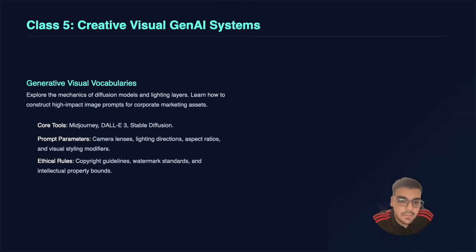We will study the parameters that dictate image styling. You will learn that writing a great visual prompt is very different from writing a text prompt. You must use camera terminology, specifying lenses, lighting directions, color grading, and aspect ratios such as AR 16:9 in Midjourney.